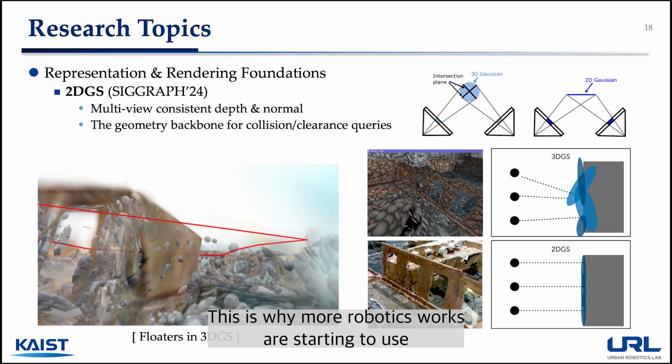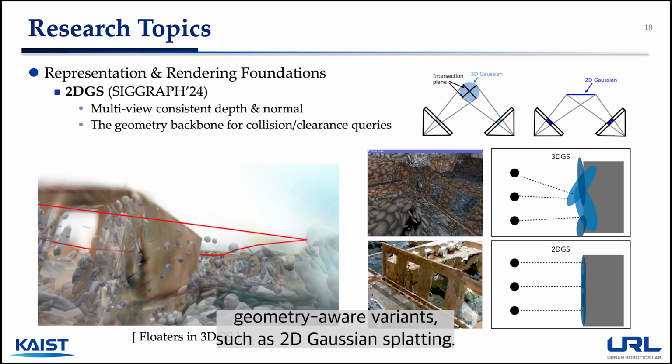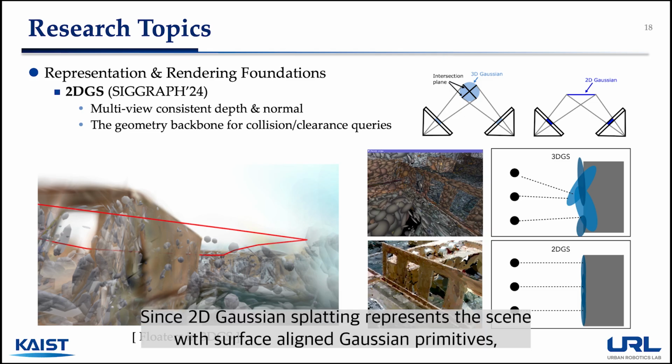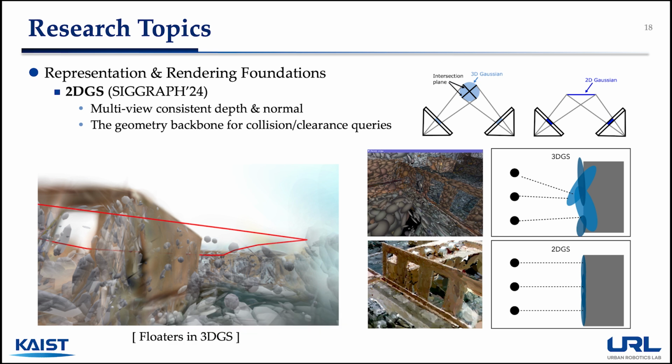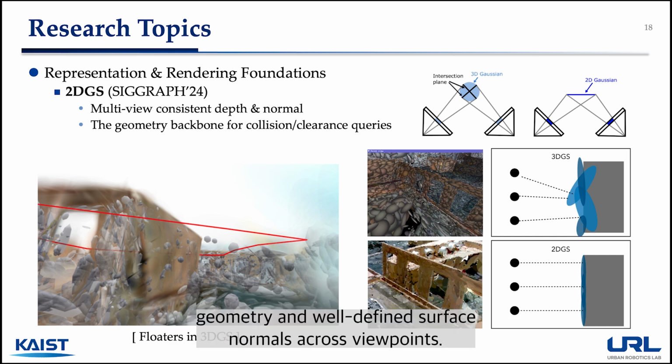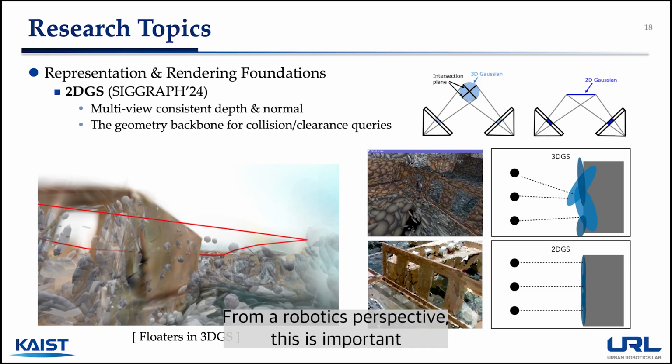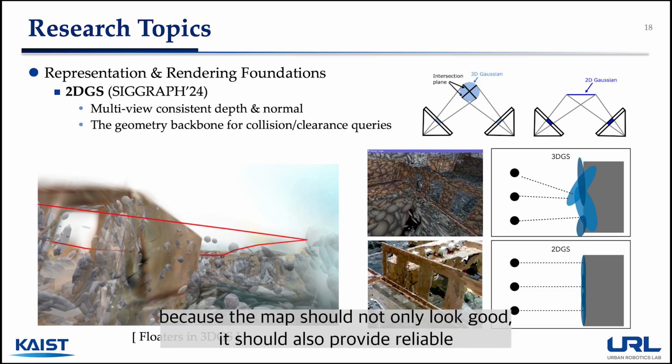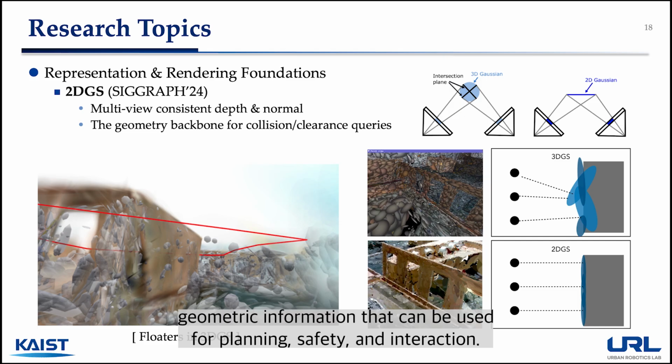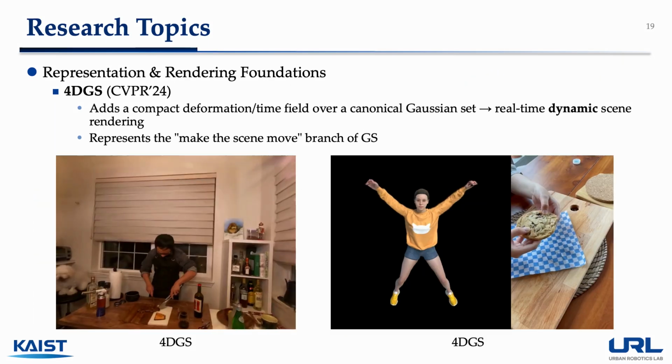This is why more robotics works are starting to use geometry-aware variants such as 2D Gaussian splatting. Since 2D Gaussian splatting represents the scene with surface-aligned Gaussian primitives, it can provide more consistent geometry and well-defined surface normals across viewpoints. From a robotics perspective, this is important because the map should not only look good, it should also provide reliable geometric information that can be used for planning, safety, and interaction.